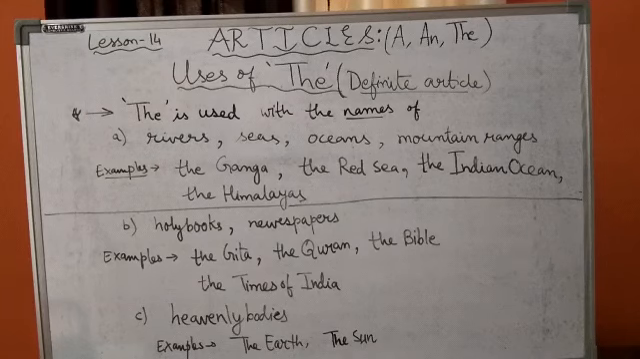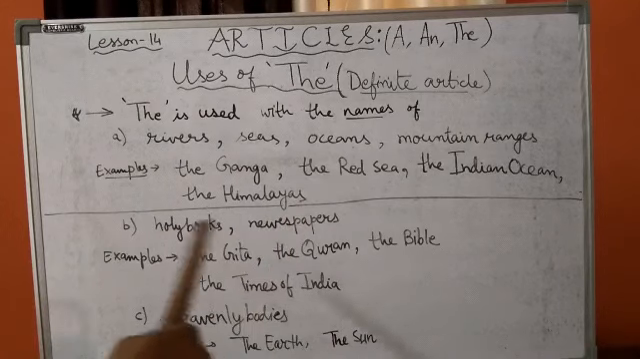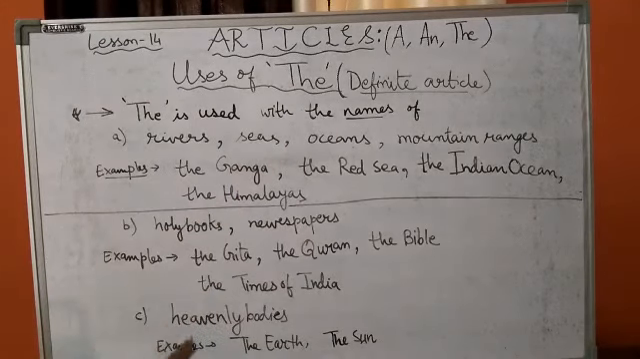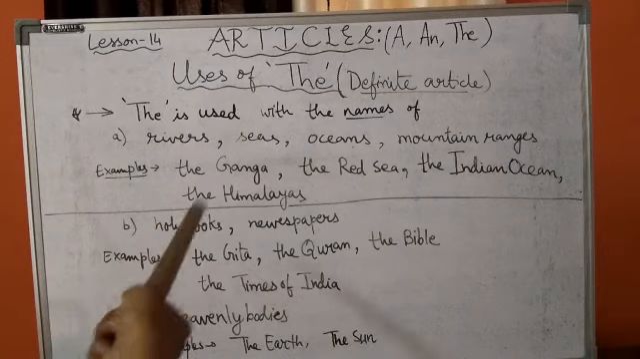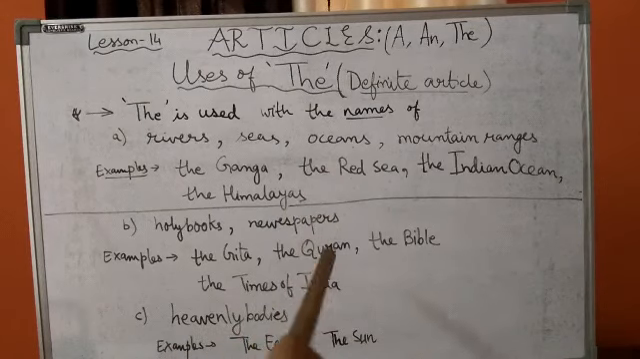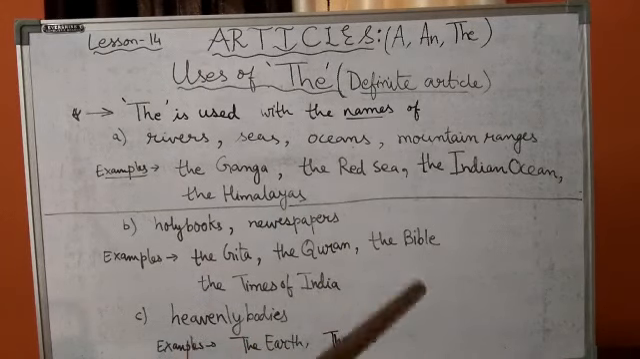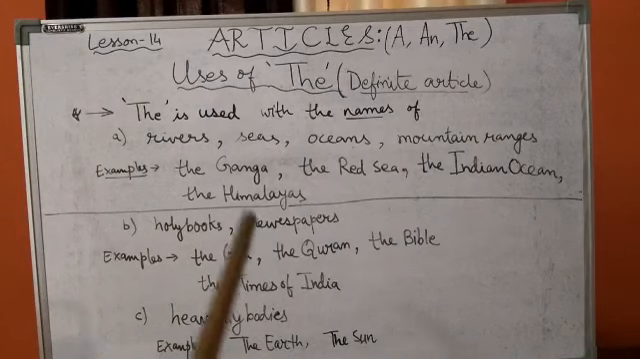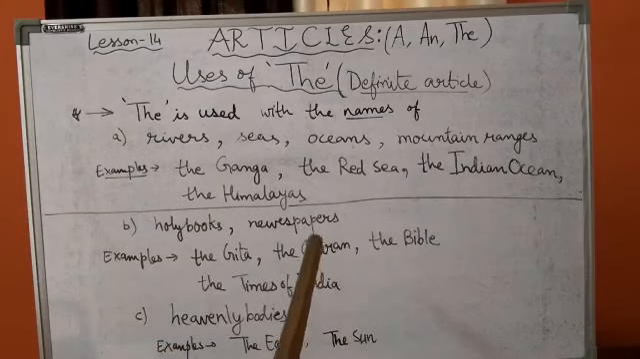Next example is holy books, newspapers. Now students, use of the with the names of holy books, newspapers. For example, the Gita, the Quran, the Bible. Gita, Quran, Bible are the names of holy books. So we have to use the. Newspapers, for example, the Times of India.